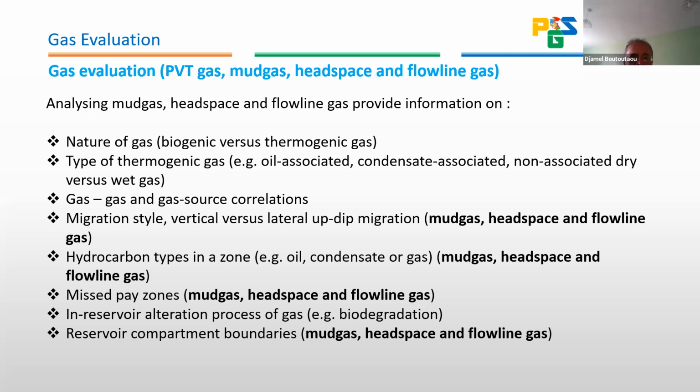So we can actually identify missed pay. We can drill a well and overlook, or bypass, a pay that contains a commercial accumulation. For some reason we can miss it, but looking back at the gas data, we can actually find it. Looking at the gas, we can also check its quality, because gas can also be biodegraded. And we can also use gas in the reservoir to determine whether the reservoir is compartmentalized or not.